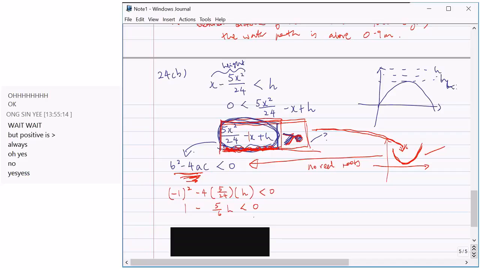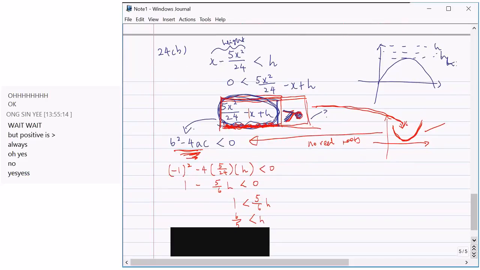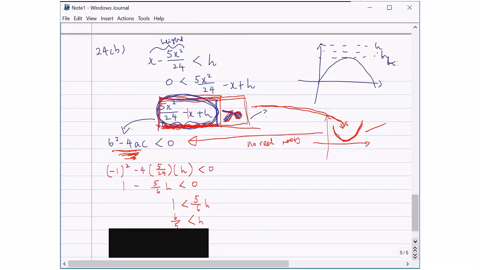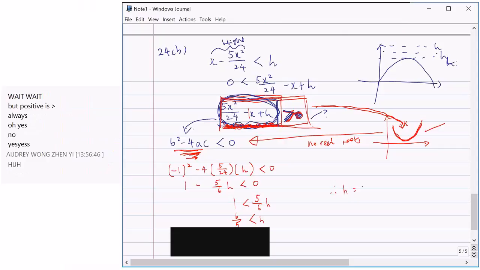Okay, so I bring the 5 over 6h over, keep the 1 on the left, then divide 6 over 5 over. So it becomes like that. h must be bigger than 6 over 5. But that's not the end, right? They say, what is the smallest integer value of h? If h must be bigger than 1.2, then the closest integer of h must be 2.